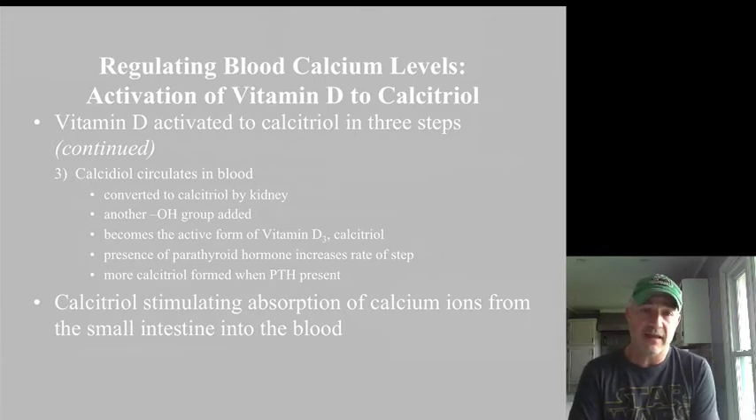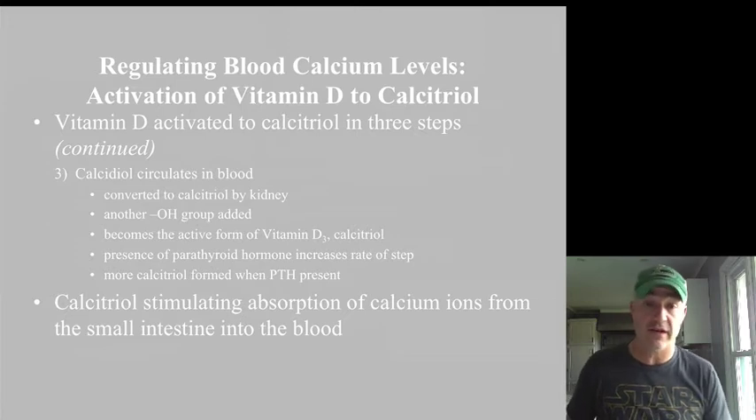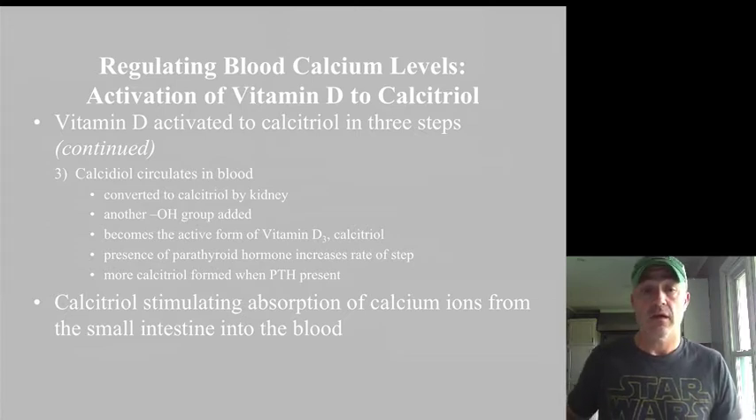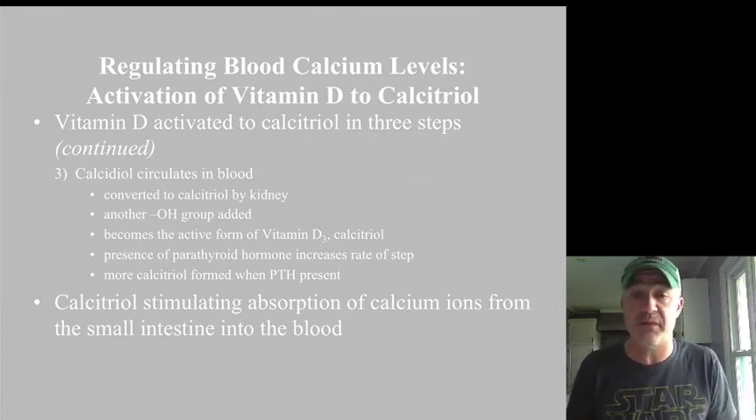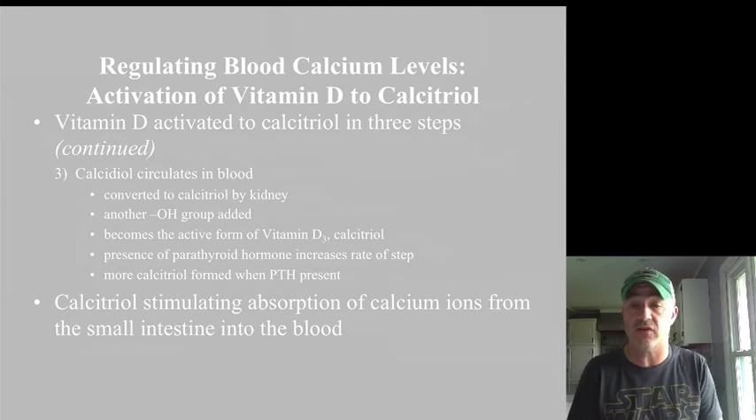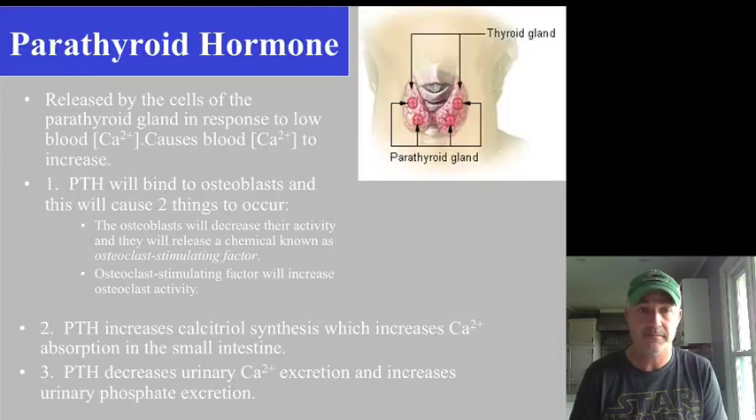What's going to happen is that calcidiol, that was converted in the liver, is going to be converted to calcitriol by the kidney, and that becomes the active form of vitamin D. One of the things that we're going to see is parathyroid hormone increases. So increased levels of parathyroid hormone will increase the speed of this step and cause more calcitriol to be formed when we have more parathyroid hormone. And that calcitriol is going to stimulate absorption of calcium and phosphates from the intestines into the body.